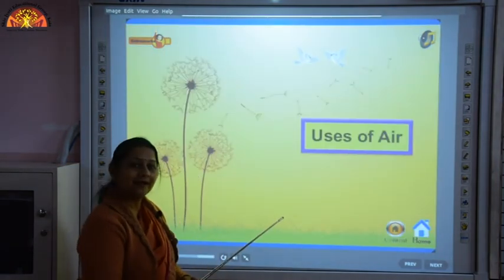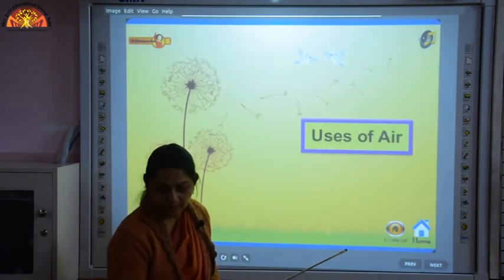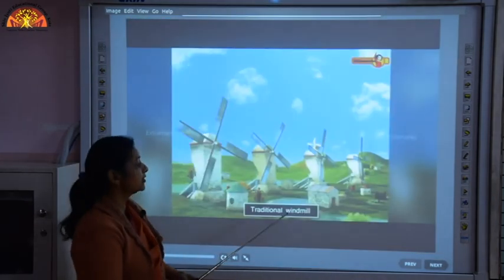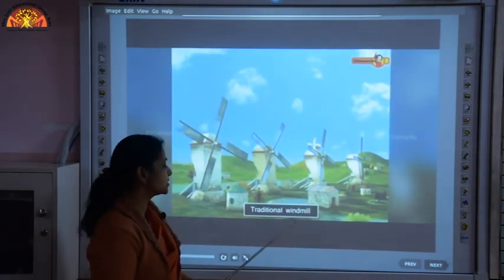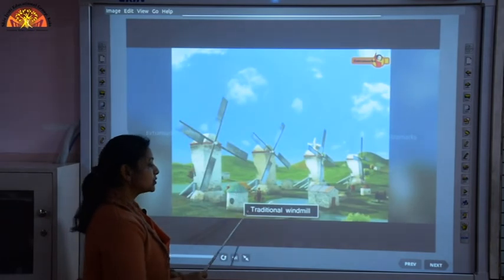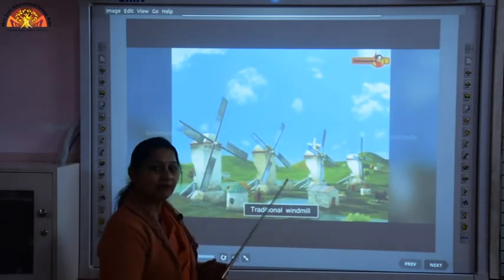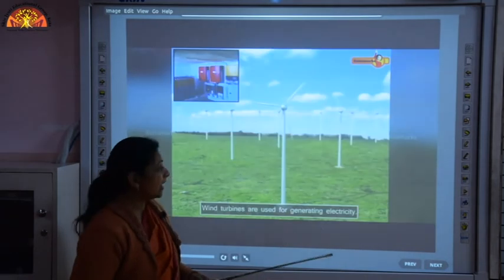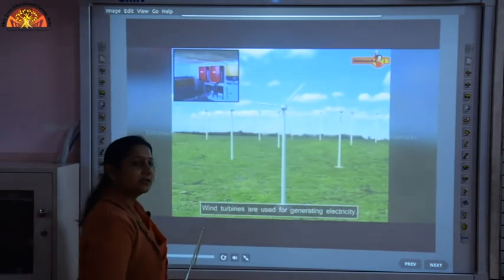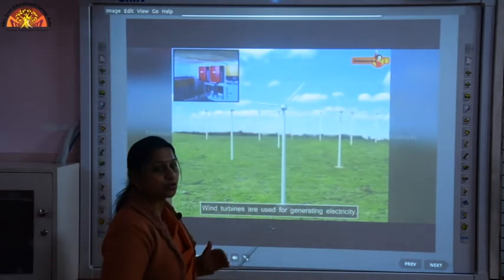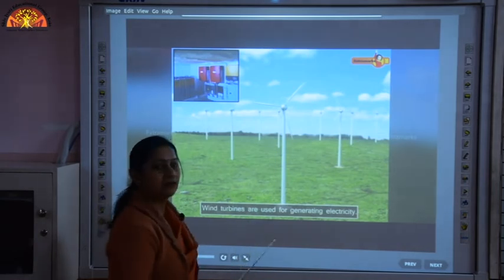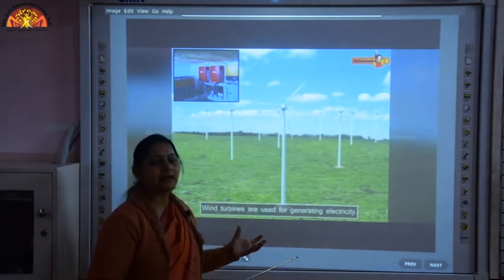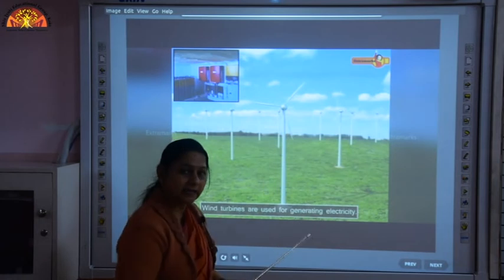Now what are the uses of air? How is air useful to us? The first and foremost use is by windmills. The windmills use the wind energy to run, and they are used to rotate big turbines which are connected to generators, and these are used for generating electricity.